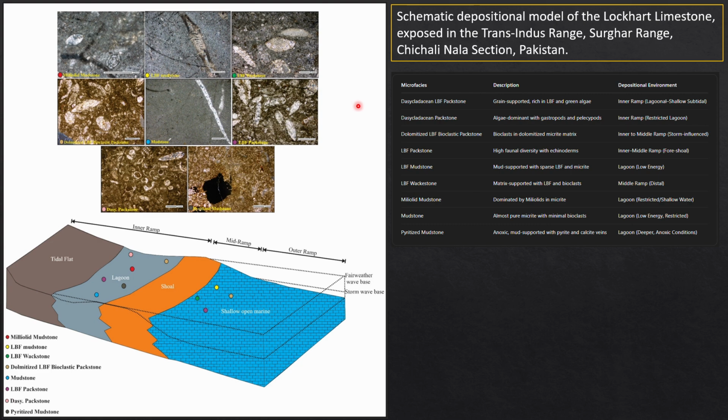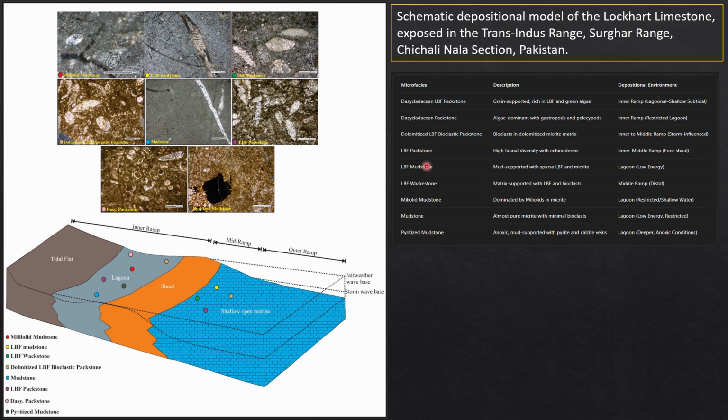In total, nine microfacies we can identify in this Lockhart limestone. Dasycladacean LBF packstone: it is LBF and it is packstone, so it's inner ramp because of the larger benthic foraminifera. Dasycladacean packstone gives the restricted lagoon inner ramp because Dasycladacean is an algae species, and dolomitized LBF packstone is inner to middle ramp because we have LBF and bioclasts. Bioclasts mean the inner ramp with storm influence, and LBF indicates a very calm environment, so middle ramp.